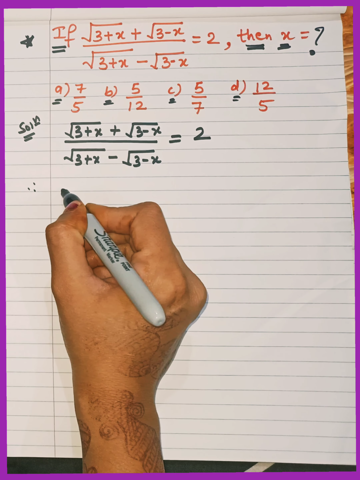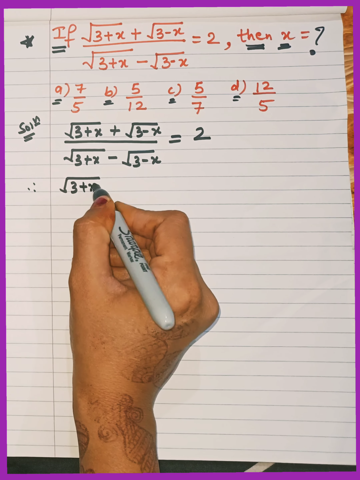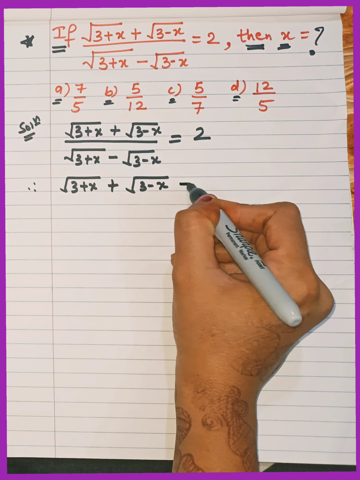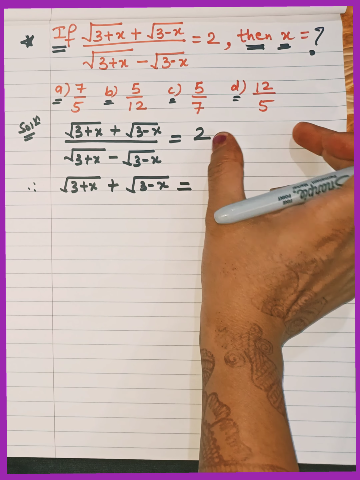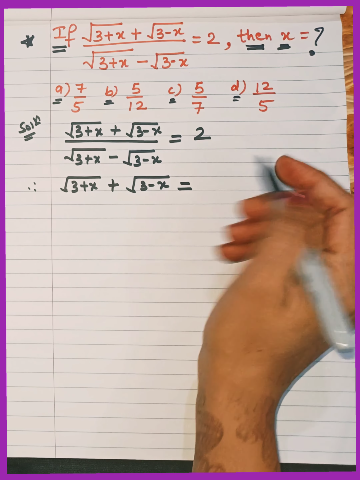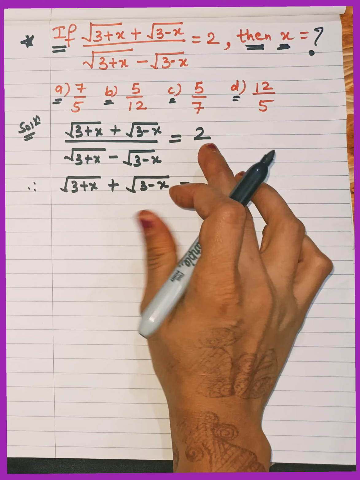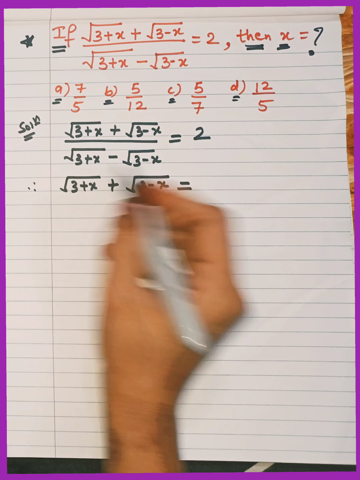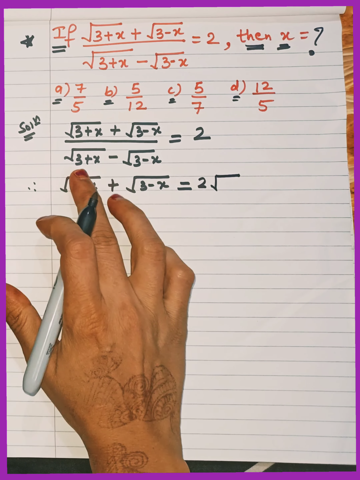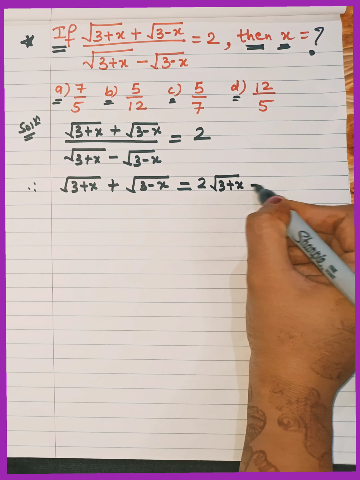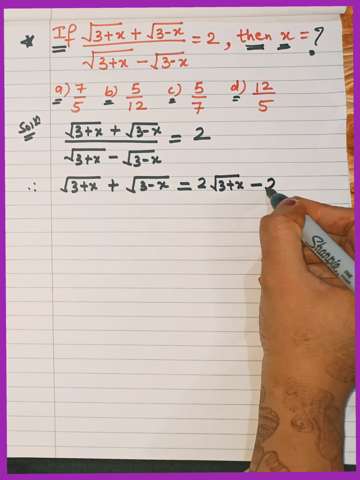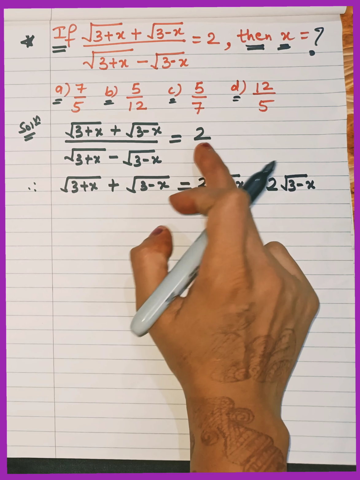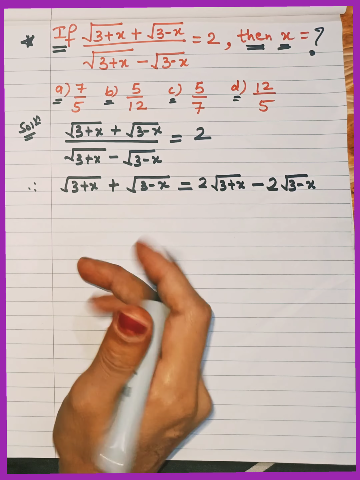So our next step will be square root of 3 plus x plus square root of 3 minus x equals to, now this whole part I am shifting here, and if I shift here, what will happen? This 2 which is already on the right hand side will be multiplied with both these terms. So I am doing it together. So 2 times square root of 3 plus x minus 2 times square root of 3 minus x. So this way we have shifted here and multiplied 2 with both the terms. So this will be our next step.